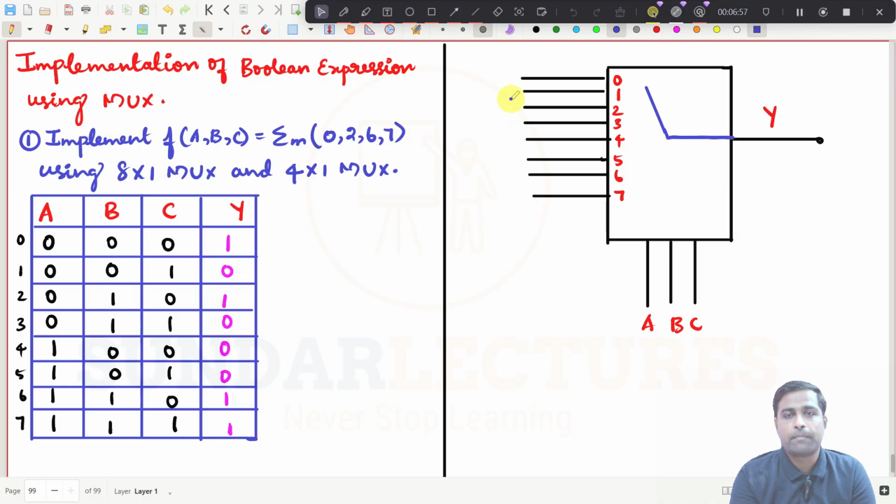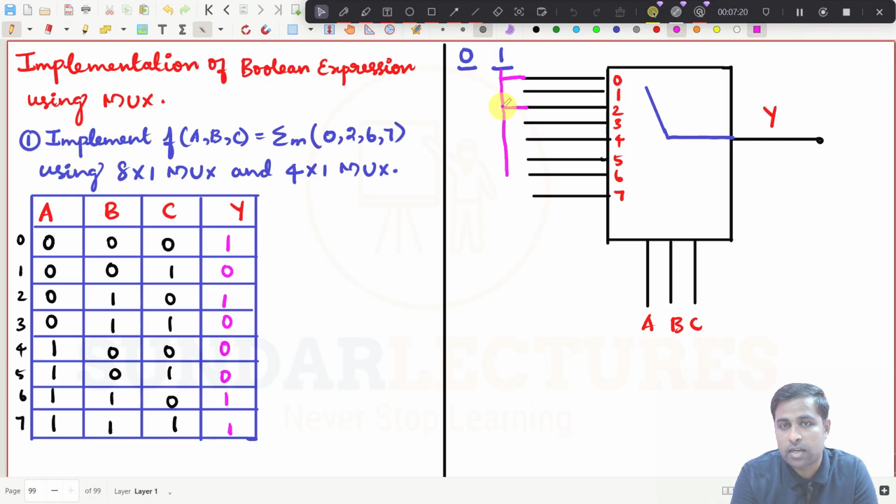So the thing is, what you do now, you have both 0 and 1 there, right? This is now 0, this is now 1. And what you need to do, you have to connect all the ones wherever you need. So you see here, this is 1, you connect this one to here, and then to 2 you need to connect, right? And then to 6 you need to connect, and then 7. These 4 are ones. That is what I have done here. And you have to connect the zeros to the remaining inputs.